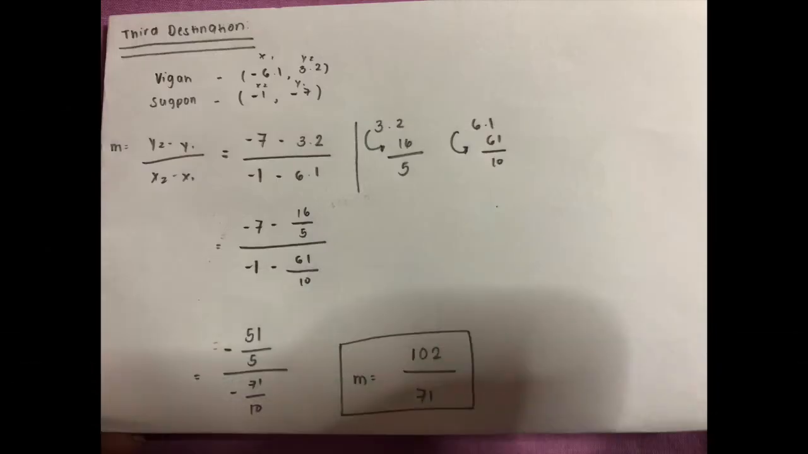For our third destination, we have Vigan and Sugpon. We will use the formula of slope again. Now we have negative 7 minus 3.2 over negative 1 minus 6.1. On the right side of the paper, we have written the fraction form of the decimals. And then we have negative 7 minus 16 over 5 over negative 1 minus 61 over 10, which is negative 51 over 5 over negative 71 over 10. Then we're left with a slope of 102 over 71.